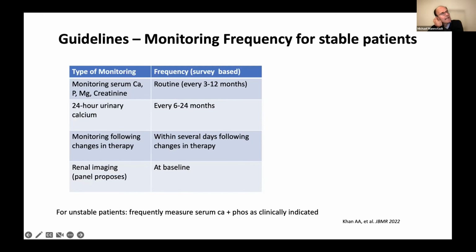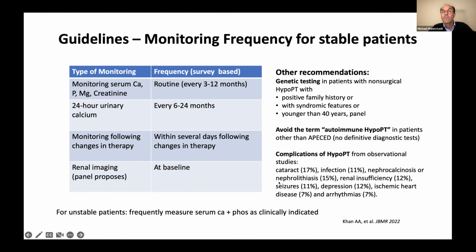So the guidelines that have just been published tell you that for stable patients, we want to monitor calcium, phosphate, magnesium, creatinine every 3 to 12 months, and 24-hour urine every 6 to 24 months, depending on the value, right? If it's always nice and low, then you might get to 24 months. If you have problems with it, you might have to measure it more often. And following changes in therapy, you probably want to check serum values within days. Renal imaging is a little unclear, but the panel proposes to do this at baseline. And of course, for unstable patients, this is all different. You want to measure it much more frequently as clinically indicated.